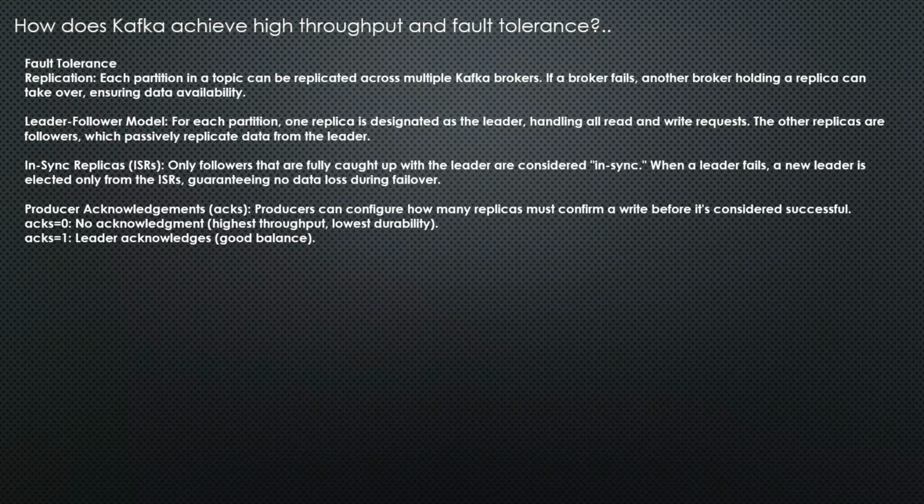Now there is a producer acknowledgement. The producer is going to configure how many replicas must confirm the write before it considers the message to have been sent successfully, right? So there is an acknowledgement. When it is zero, it is called no acknowledgement, so high throughput and low durability. When it is one, the leader acknowledges, which is a good balance between them. Acknowledge all is either -1 or all, right?